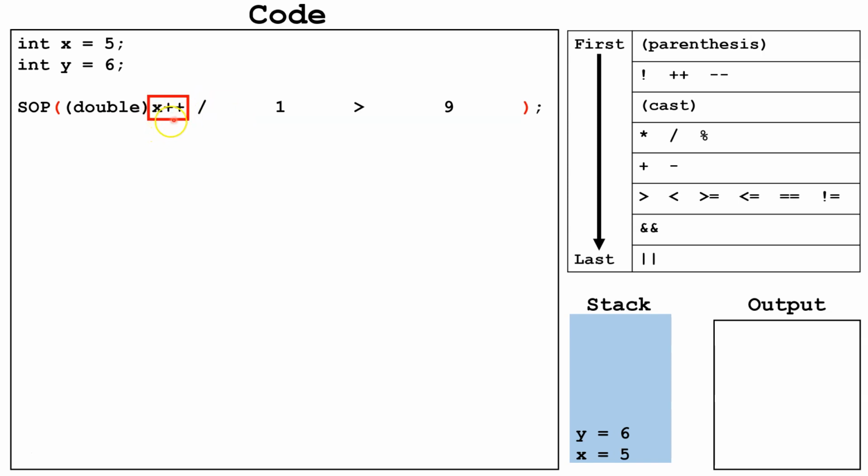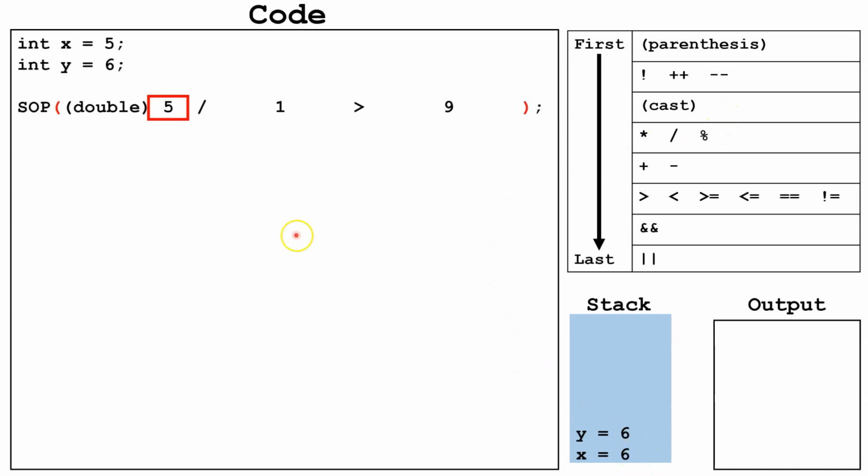Since the plus plus is after the variable, this means that we will increase the value of x in the stack, but for the purpose of this x, it will remain at 5. For more information on this, please click on the link in the upper right-hand corner of this screen. Now, we'll replace this x with a 5 as we increase the value on the stack to 6.